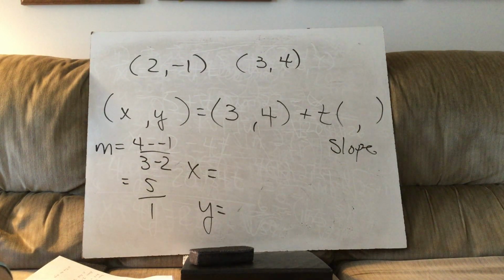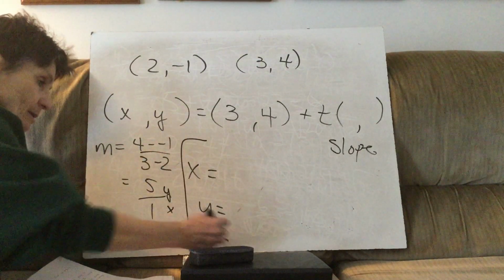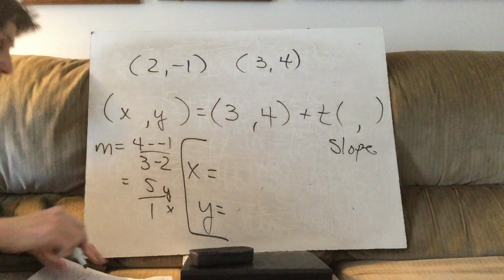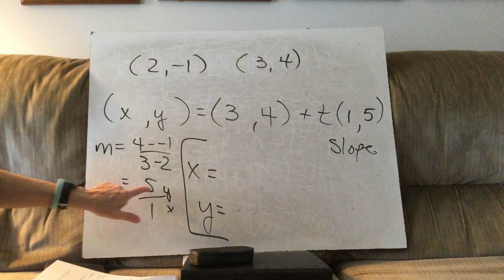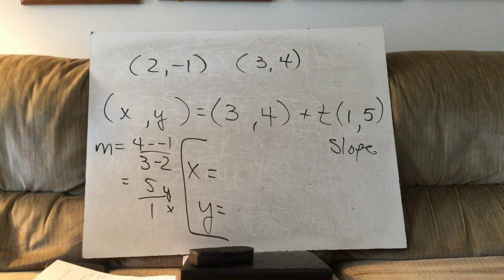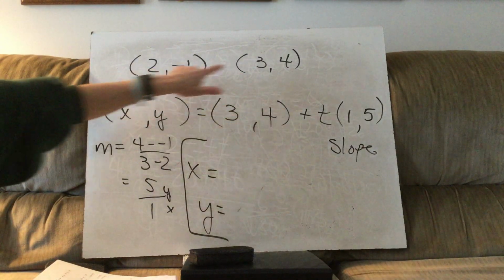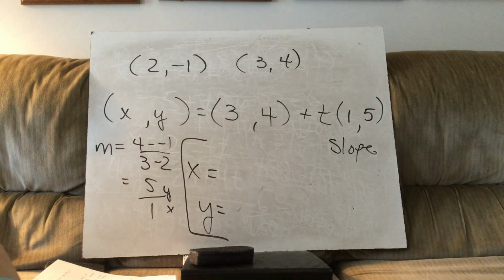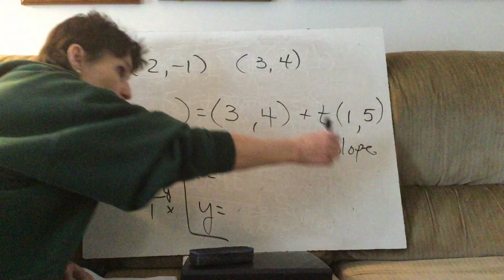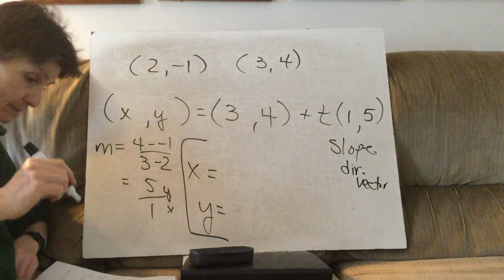Now, the only thing tricky about doing this is you've got to remember that slope is y over x. So when you translate this into your parentheses, 1 is x and 5 is y. They have to go in that order. 5 is y, 1 is x. Now, I think I told you before, when I do these, I just put my direction vector over there. So 2 to 3, that's a 1, and -1 to 4, that's a 5. So you can do that too if you are uncomfortable or don't want to mess with slope. Either way is fine. This is the slope or the direction vector from the first point to the second point.